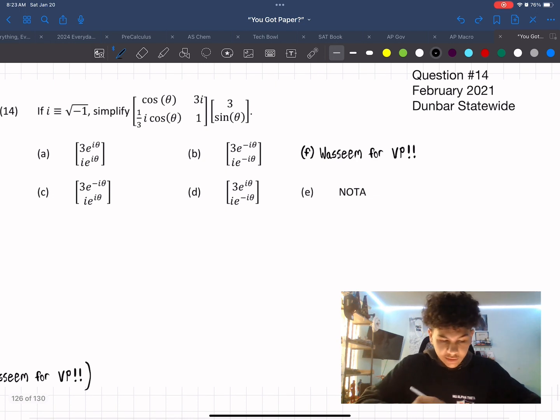Now let's worry about simplifying this matrix. So we have this 2 by 2 times a 1 by 2 or a 2 by 1, I can never tell.